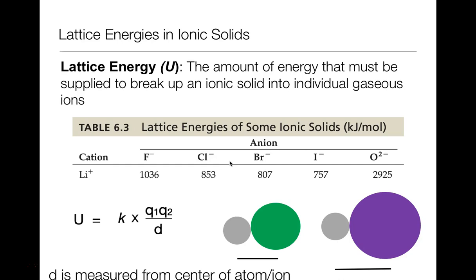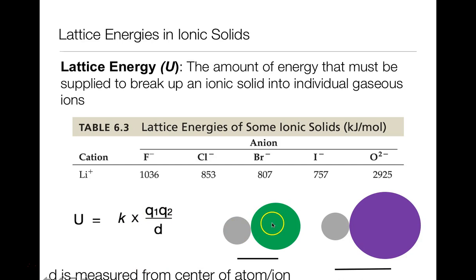So this is predicted by our lattice energy equation, right? As the distance term, our d, gets larger, the lattice energy will decrease because d is in the denominator. What we may not have discussed before is that when we're dealing with ionic compounds, and even molecular compounds, the distance of a bond is measured from the center of the atom or the center of an ion.